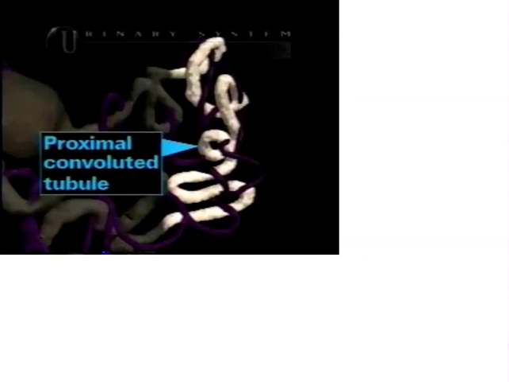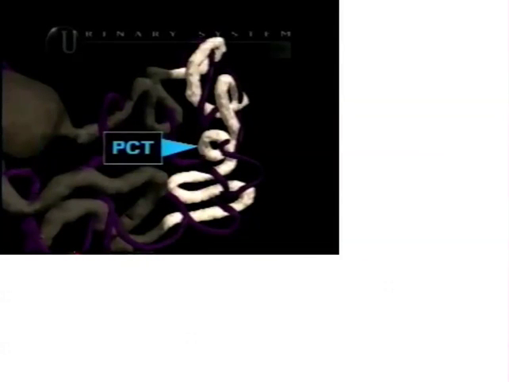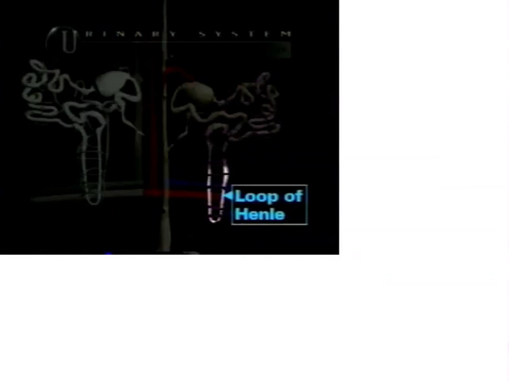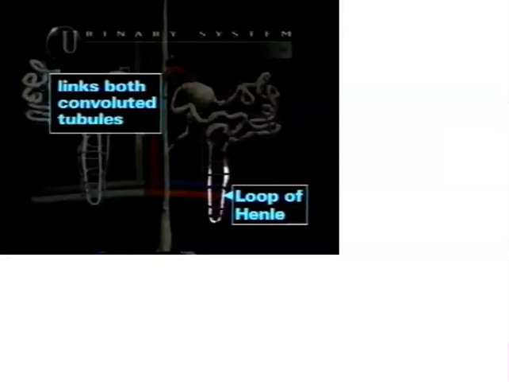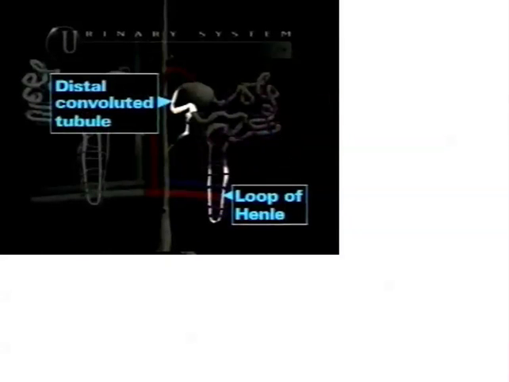The proximal convoluted tubule, or PCT, is the highly coiled region of the renal tubule that is continuous with the glomerular capsule. Connected to the PCT is the loop of Henle. The loop of Henle is a hairpin loop that links both convoluted tubules, the PCT, and the distal convoluted tubule, or DCT for short. The portion extending from the PCT is called the descending limb of the loop of Henle. The portion connected to the distal convoluted tubule, or DCT, is the ascending limb of the loop of Henle.